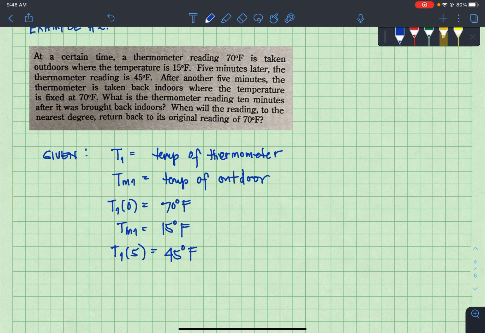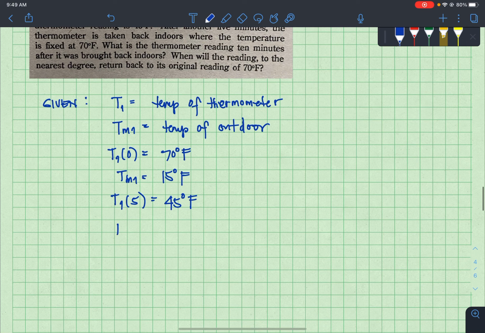And then, after another 5 minutes, the thermometer is taken back indoors, where the temperature is fixed at 70 degrees Fahrenheit. So that is another 5 minutes. 5 and 5, so that would be 10. So T1 of 10 is equal to, I do not know.